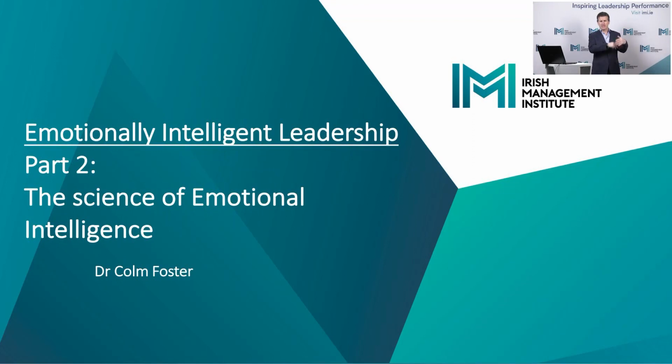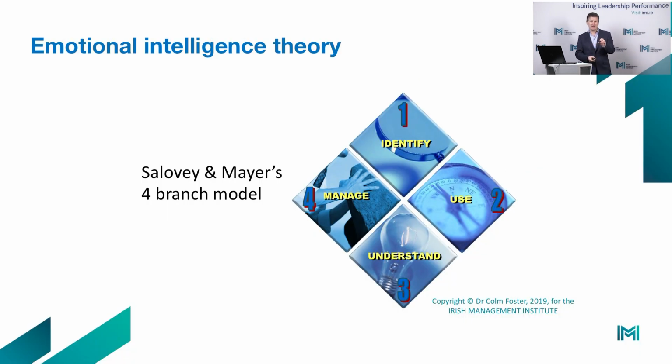So, welcome back to part 2 of our series on emotionally intelligent leadership. Last time we talked a little bit about leadership in general, and we started to unpick this idea of emotional intelligence and where it might fit in. Now we're going to look at the specific model that Salovey and Mayer produced as part of their science of emotional intelligence, and it's called the 4-branch model.